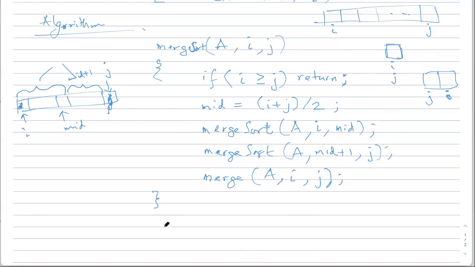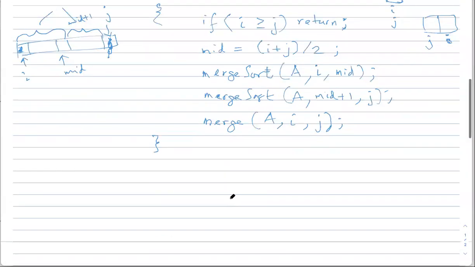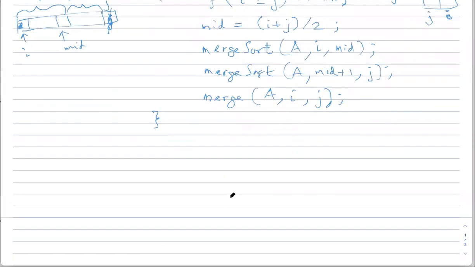Is that clear? So the whole complexity right now is how we are taking two sorted lists and actually merging them together. What would be the strategy for merging? And that's where the complexity for the merge sort algorithm comes in.